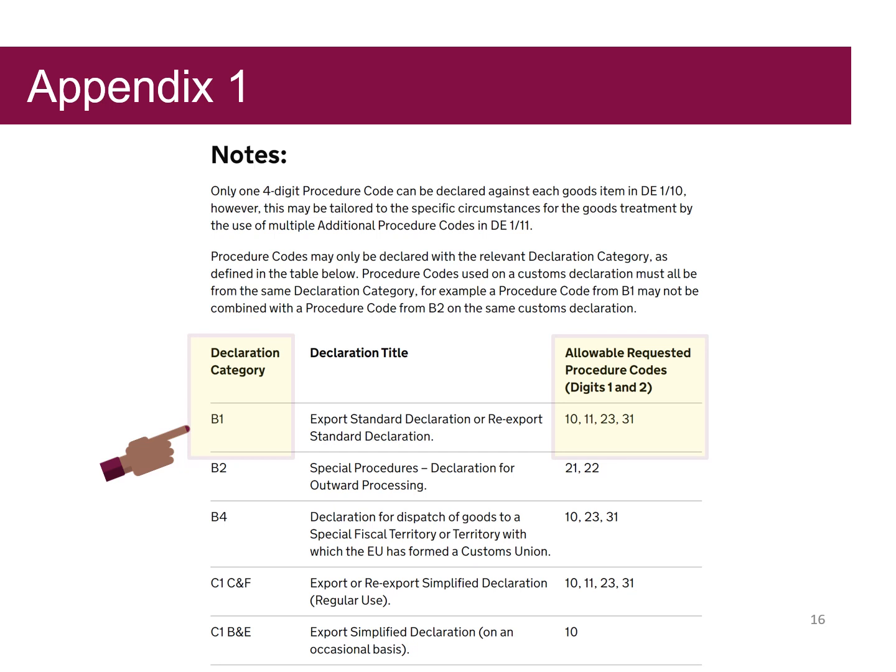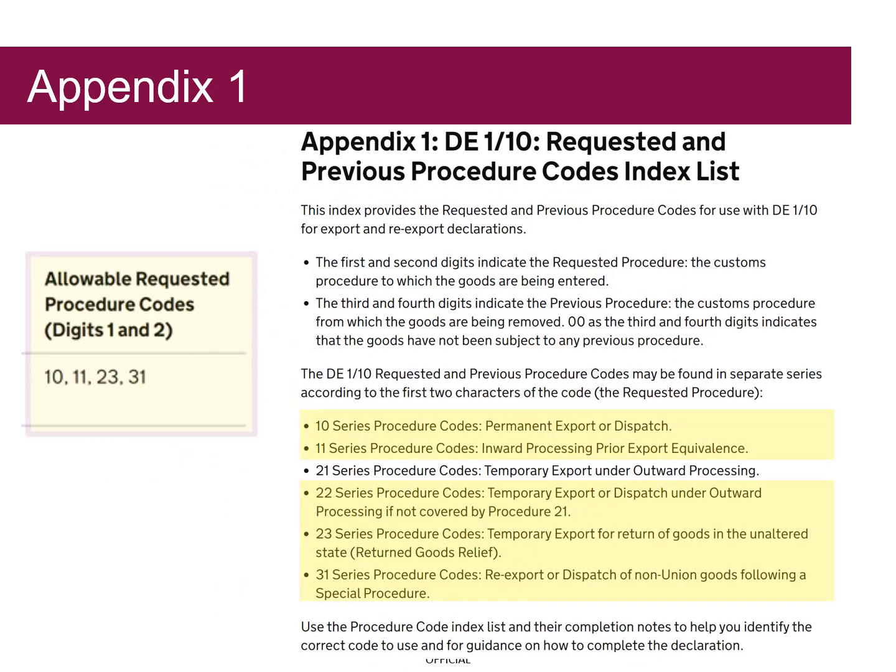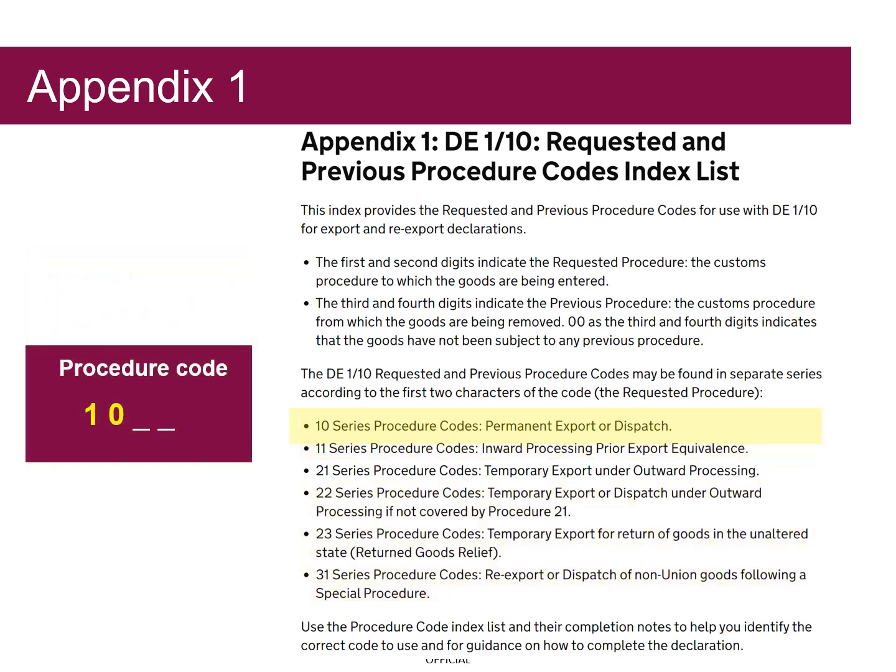In the first video of the series, Grayson identified his declaration category to be B1. By scrolling down, he can identify the possible first 2 digits of the 4-digit procedure code based on that declaration category. Grayson now needs to scroll down to find the appropriate first 2 digits of the procedure code, which shows how his goods will be exported. Because Grayson is dispatching his t-shirts as a permanent export, he selects the Permanent Export or Dispatch series. Therefore, the first 2 digits of the procedure code will be 10.